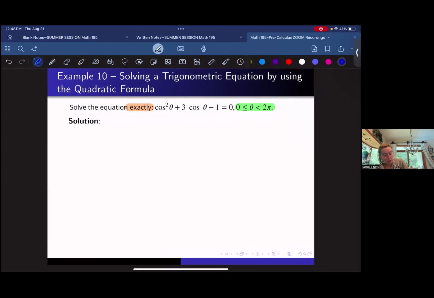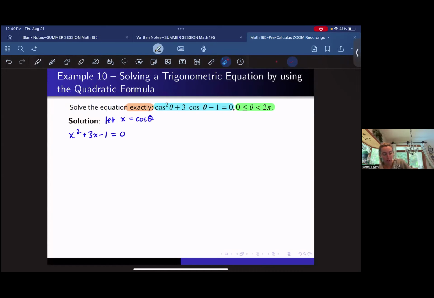So let's utilize our substitution here. We're going to let x be equal to cosine theta. That way we can turn this entire quadratic equation into x squared plus 3x minus 1 is equal to 0. And unfortunately, they give you the hint in the example, but we can't use the AC method here.